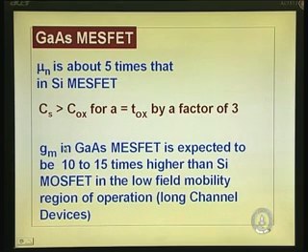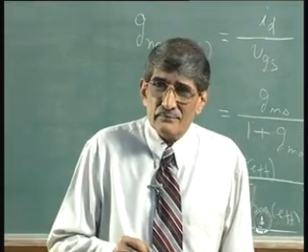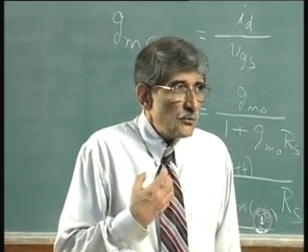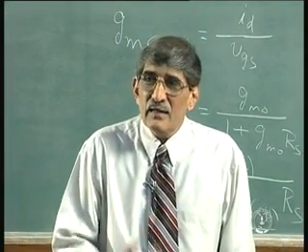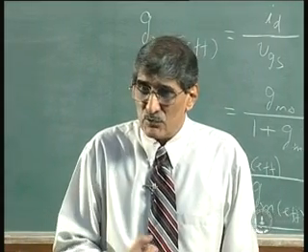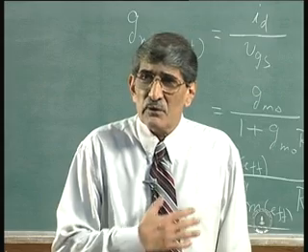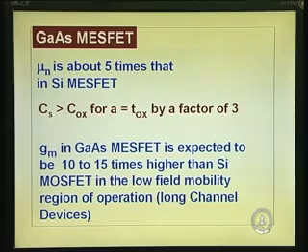In those situations, mu n is at least 5 times larger in gallium arsenide than in silicon. What we are trying to compare now is, is there any point in switching over to gallium arsenide? Do you really get the benefit? And if you want to get the benefit, what should you do? When the channel length is long, no doubt you will get the benefit, because this is the situation.